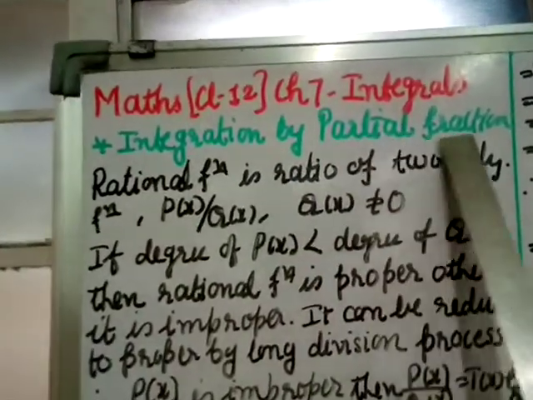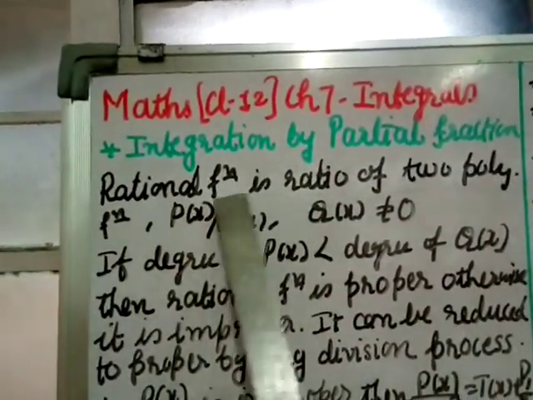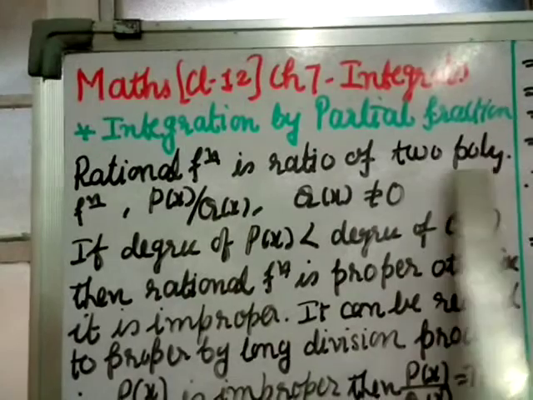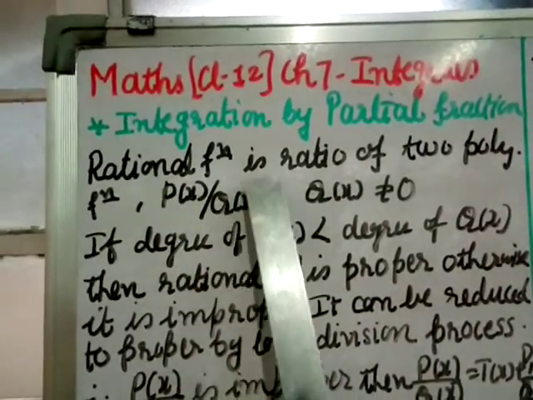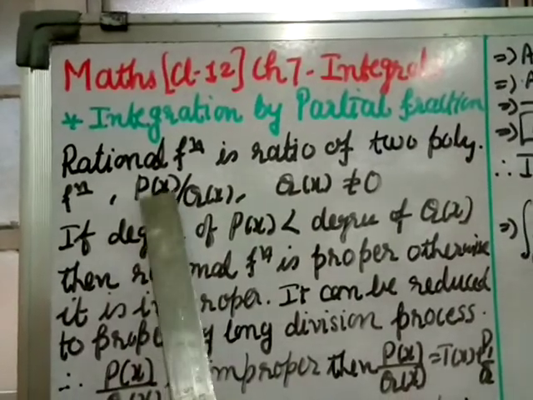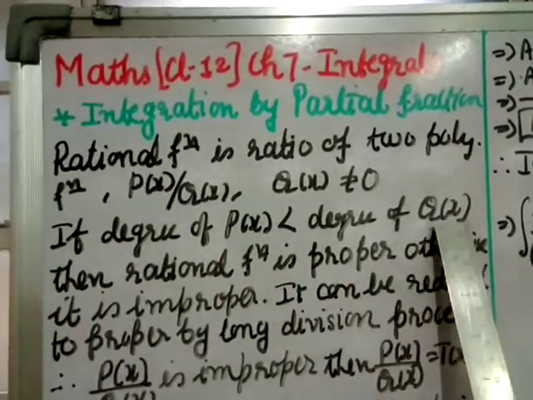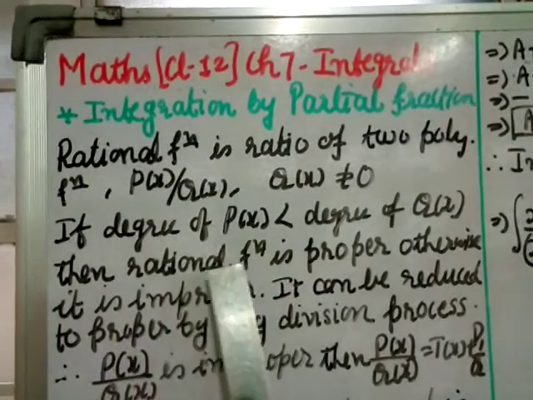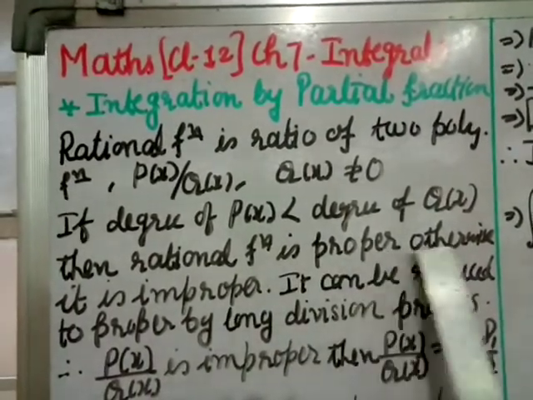Mathematics Class 12, Chapter 7, Integrals. Integration of partial fraction. A rational function is a ratio of two polynomial functions, p(x) divided by q(x), where q(x) is not equal to 0. If the degree of p(x), that is the numerator, is less than the degree of q(x), that is the denominator, then the rational function is called a proper function.